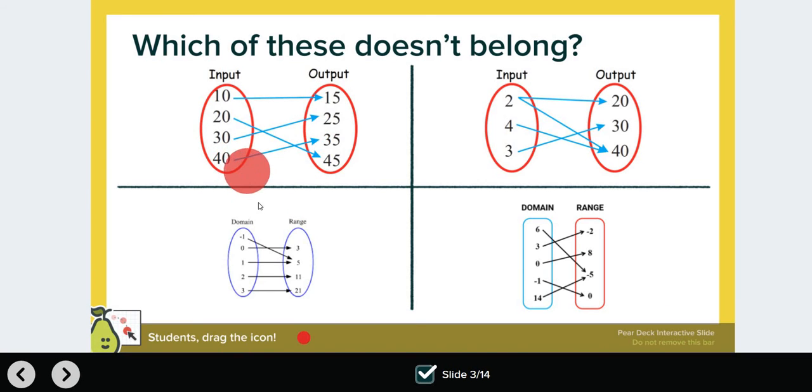So this is definitely a function. And even though 1 and -1 point to 5, it's still a function, because if you notice there's only one arrow leaving from each domain. However, over here we see that 2 has two different outputs, 20 and 40, and that doesn't make it a function.